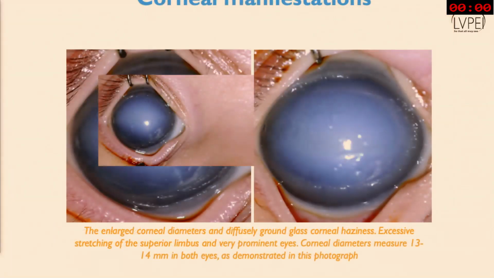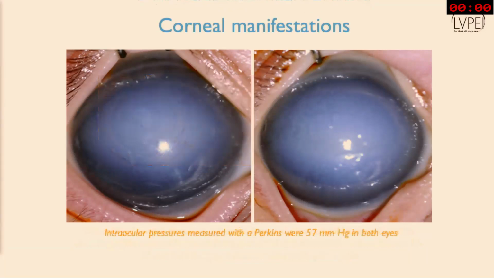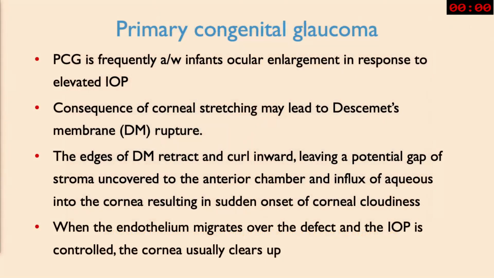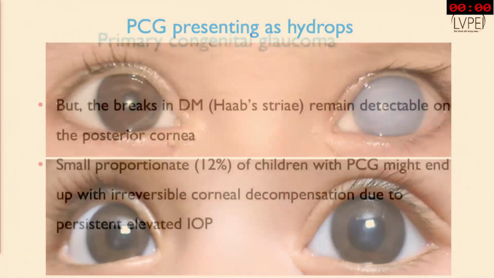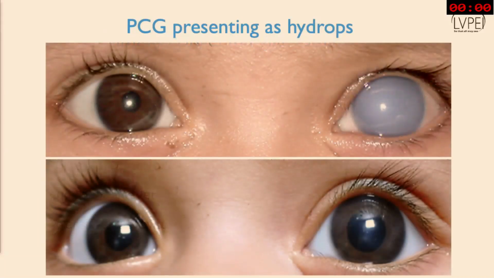As in this particular case, a newborn presented with a pressure of 60. If you look at all dimensions of the eyeball, it is stretched, elongated. You also see limbal stretching. Such cases can be systematically managed where we can take down the intraocular pressure. This is one of Dr. Mandal's cases where, following a trabeculectomy, the cornea has cleared. As I said, only 12% of the cases which have an infantile or intrauterine onset of PCG can have a corneal affliction.